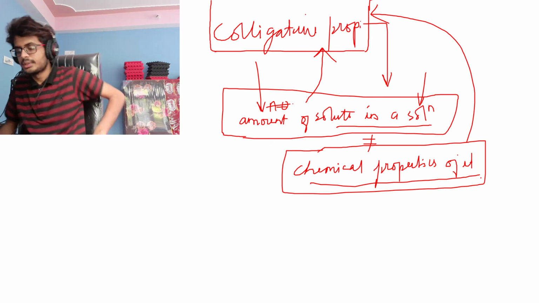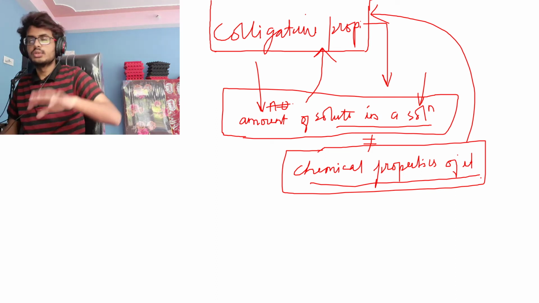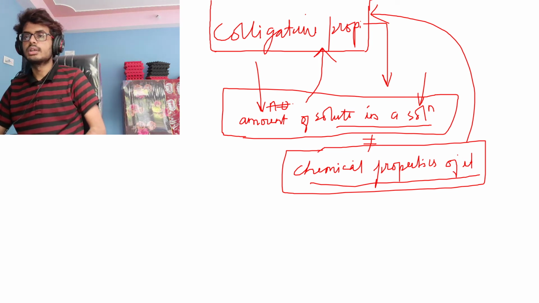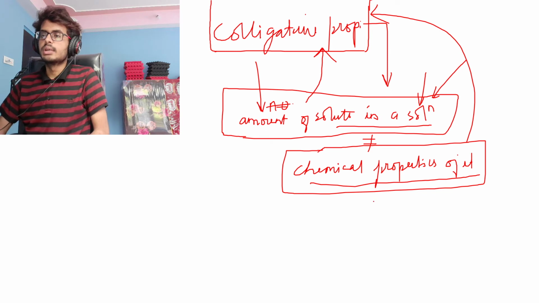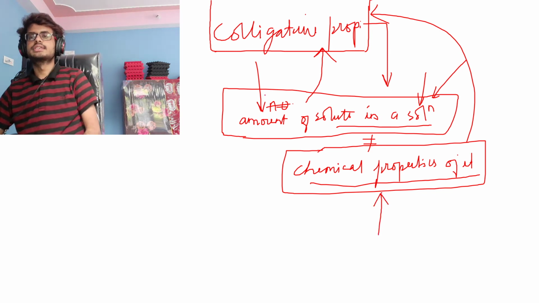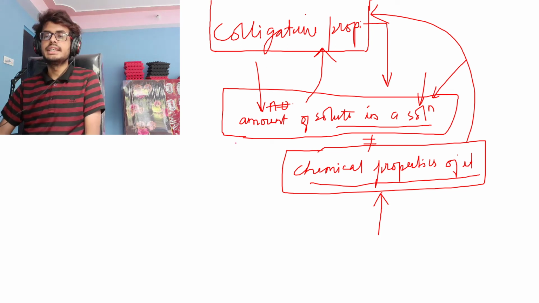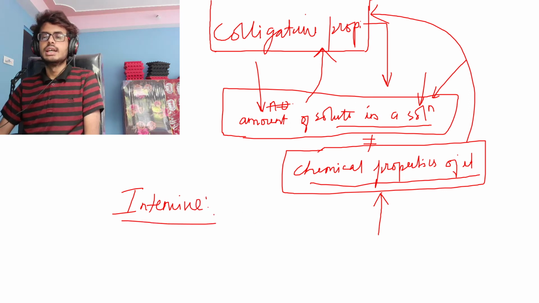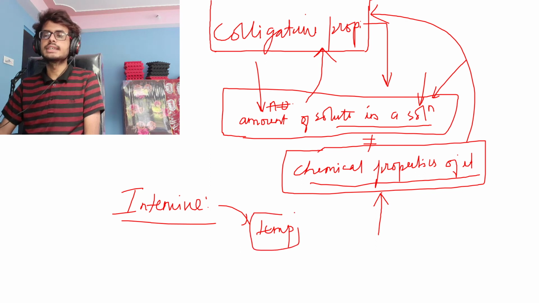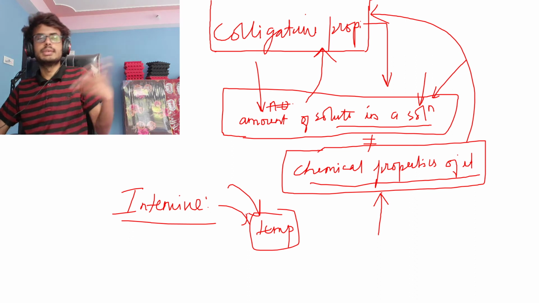So colligative properties are basically the properties of solutions that depend upon the amount of solute in a definite amount of solvent or in a solution, but they do not depend upon the chemical properties of it. These are not straightforward properties. When I say intensive properties, you can easily come up with an intensive property, like temperature. Anyone could guess that temperature is an intensive property because you don't need mass or matter for measuring the temperature, right?